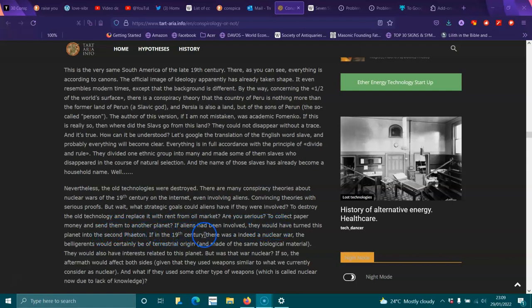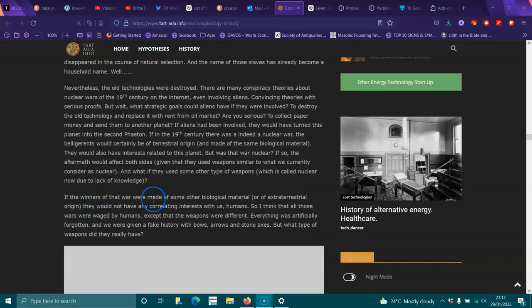If in the 19th century there was indeed a nuclear war, the belligerents would have certainly been of terrestrial origin and made of some biological material. They would also have interests related to this planet, but was that war nuclear? If so, the aftermath would affect both sides, given that they used weapons similar to what we currently consider nuclear. And what if they used some other type of weapons, which is called nuclear now due to lack of knowledge? If the winners of that war were made of some other biological material or of extraterrestrial origin, they would not have any correlating interest with us humans. So I think that all those wars were waged by humans, except that the weapons were different.